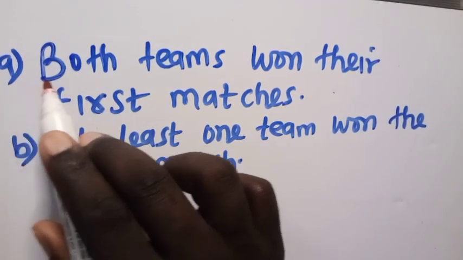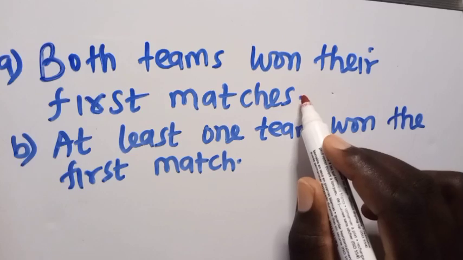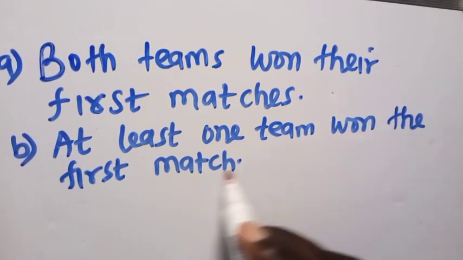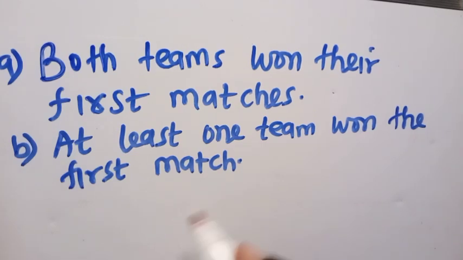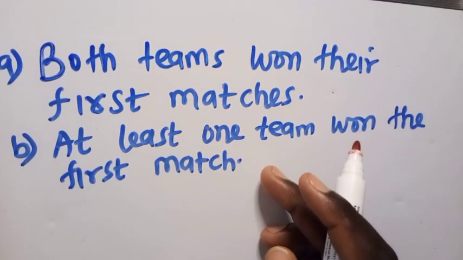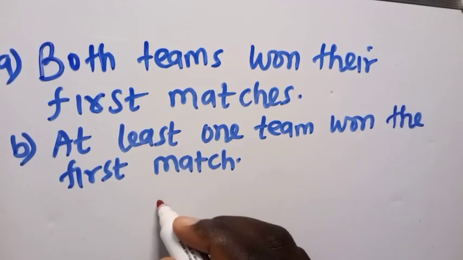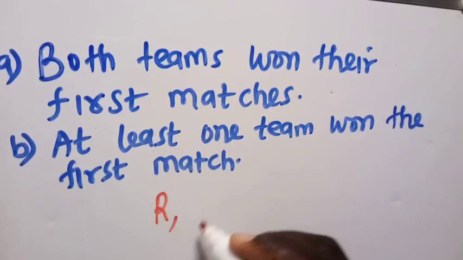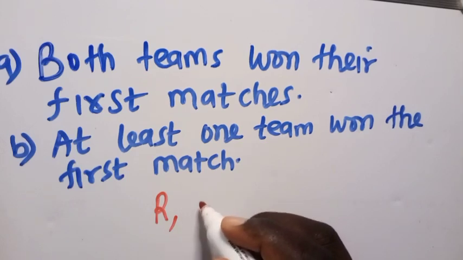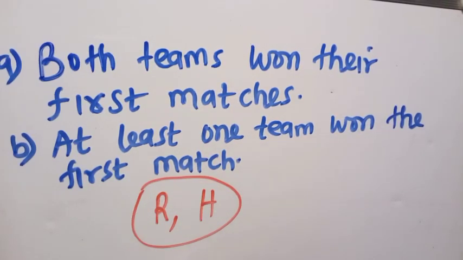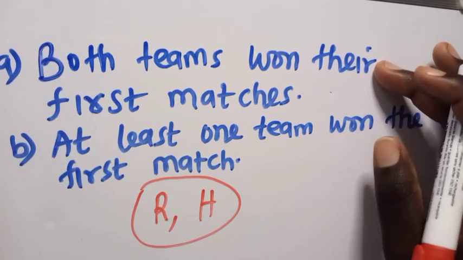Now, find the probability that A. Both teams won their first matches, and B. At least one team won the first match. Now, reflecting back on our question, we have two independent events, that is rugby and handball. These are two independent events, and therefore we can use a tree diagram to solve part A and part B.